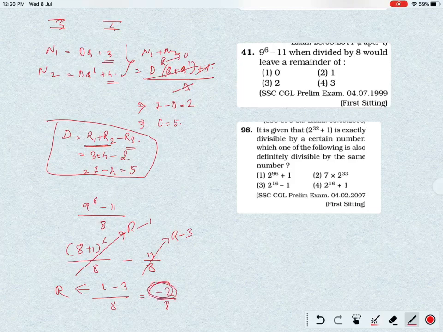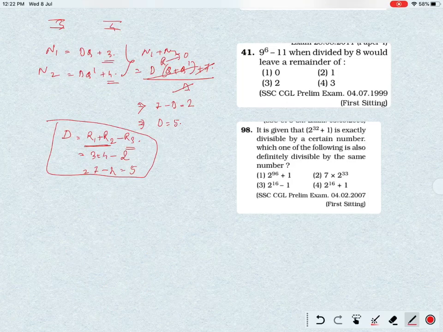Whenever we get a negative remainder, the rule is that you subtract it from the denominator, that is 8 minus 2, which is 6. So 6 is the answer. Your answer will be 6.